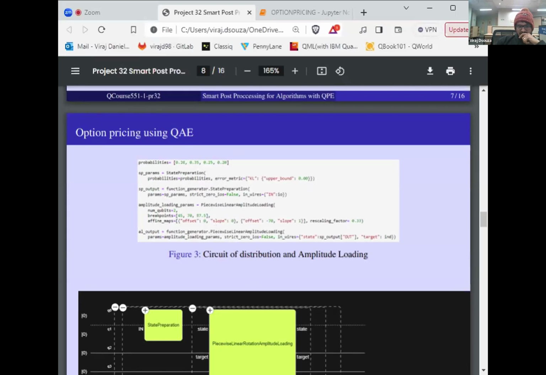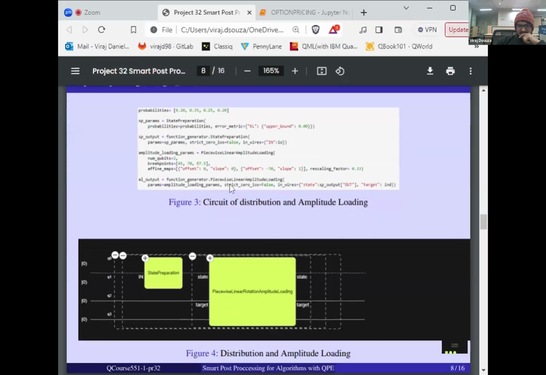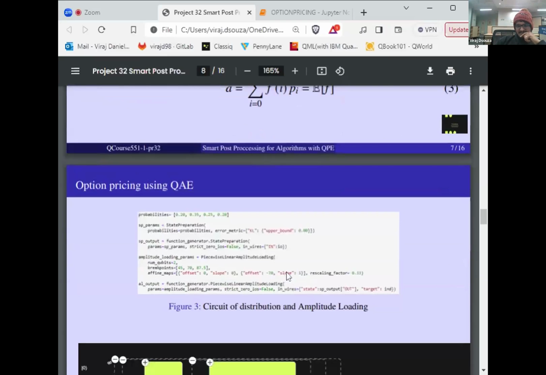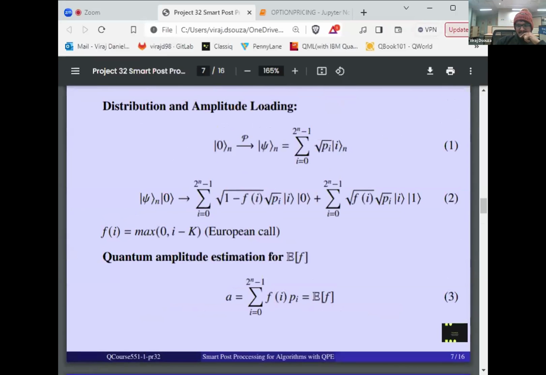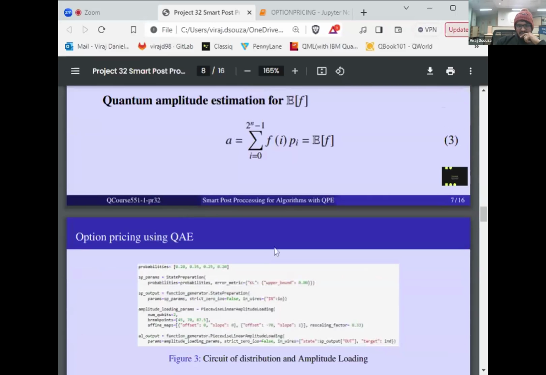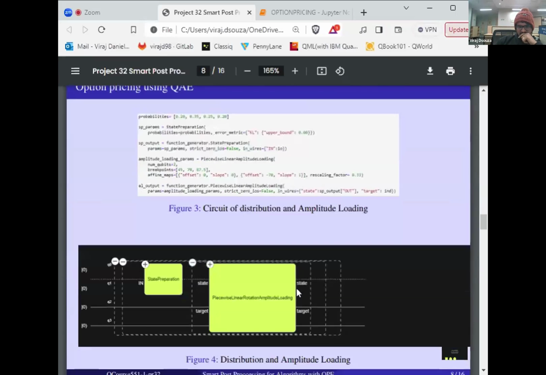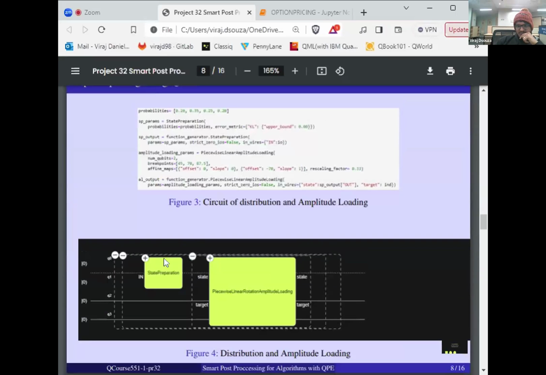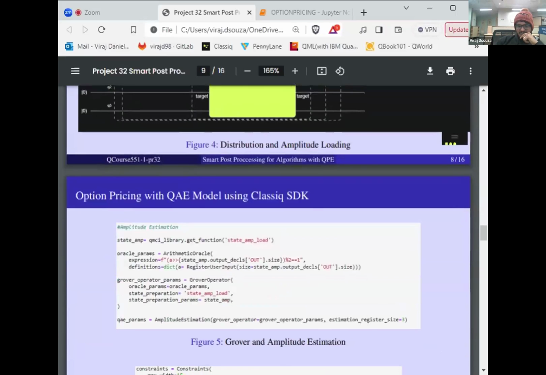It's useful to note in this code that the piecewise linear amplitude method which has been used does not exactly create the state in equation 2, but it creates a state with some scaled value of the payoff. And hence the A calculated here is also scaled, which needs to be rescaled for the desired answer. So this is the circuit that is generated using Classiq after the first step. This includes the state preparation part and the amplitude loading part.